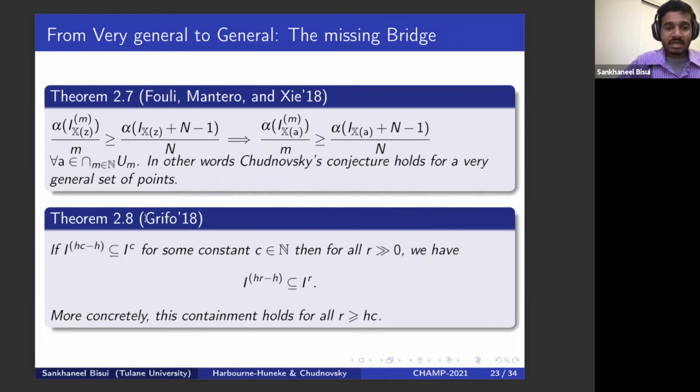There comes the result of Eloisa, which expresses that taking one containment is enough to get the stable containment. Meaning, if for an ideal one particular containment is satisfied for some c, then for all r big enough, one can prove that the stable containment is true.